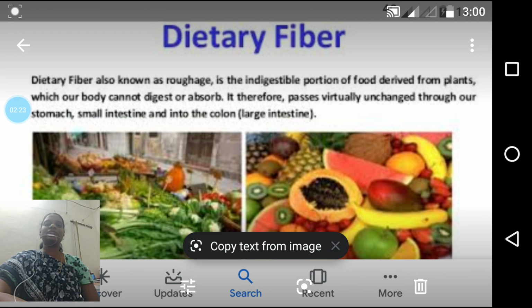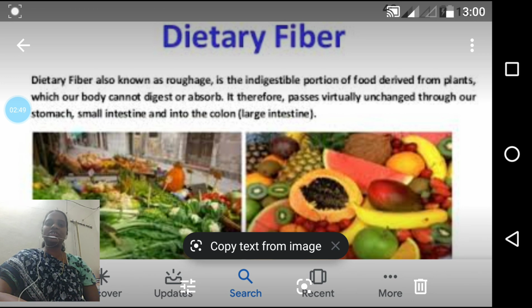Whatever food we are taking, when we add these roughages into our diet along with the normal food, they help in easy bowel movement in the stomach and intestines, so that the undigested food material can easily be sent out from our body.